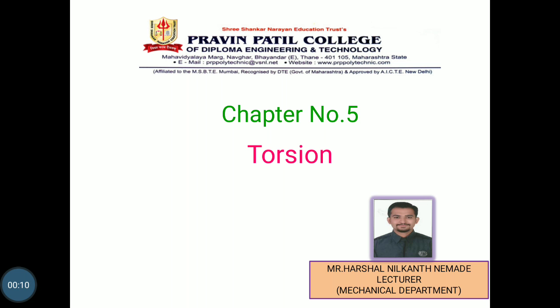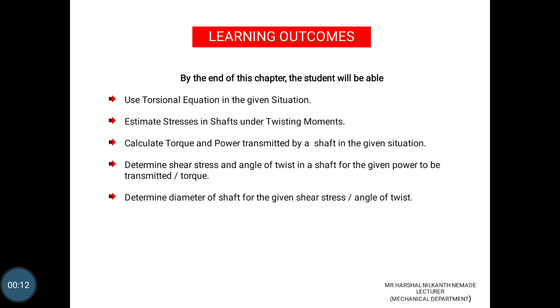We'll start with Chapter 5, Torsion. Learning outcomes. By the end of the chapter, the students will be able to use the torsional equation in the given situation, estimate stresses in a shaft under twisting moment, calculate torque and power transmitted by the shaft in a given situation, determine shear stress and angle of twist in a shaft for a given power to be transmitted or a torque, determine diameter of a shaft for a given shear stress or angle of twist.